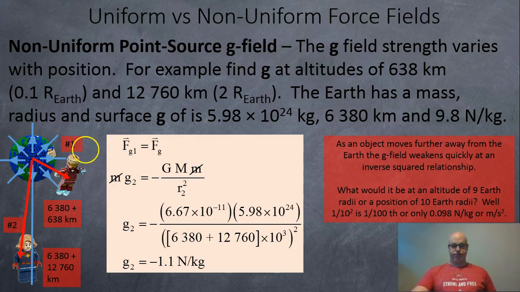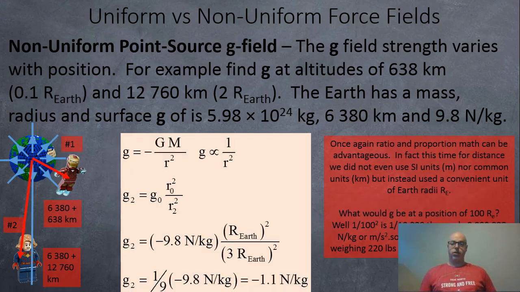person 2 here. Okay. So person 2, what's going to happen if you're 3 Earth radii away from the center? You've got an altitude of 2 Earth radii, which means you're actually 3 Earth radii away from the center. So you've got the radius of the Earth plus the 2 Earth radii. And if you're that far away, at an altitude of 12,760 kilometers, gravity drops all the way down to minus 1.1 newtons per kilo. So that's a huge, huge difference.